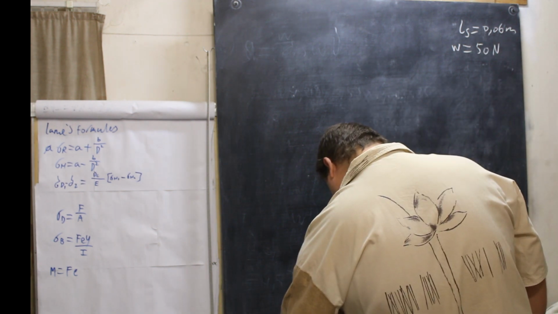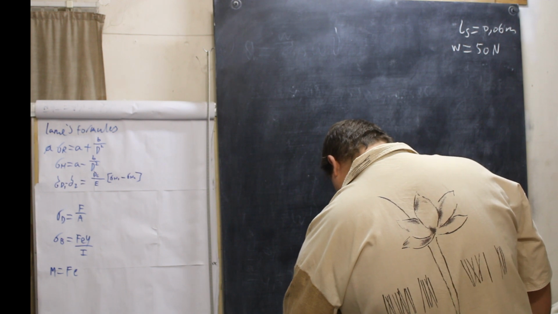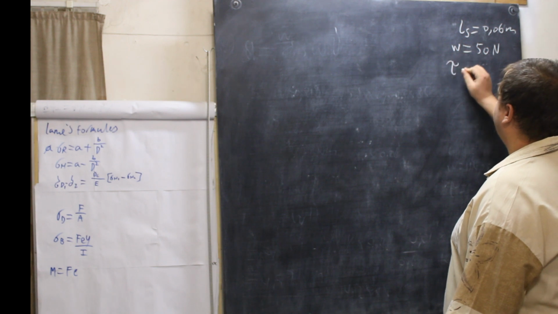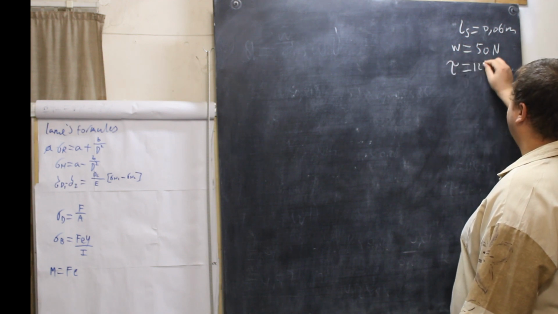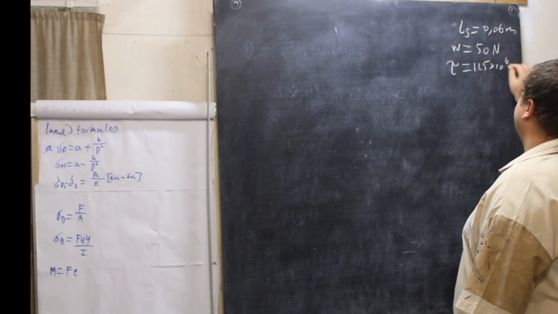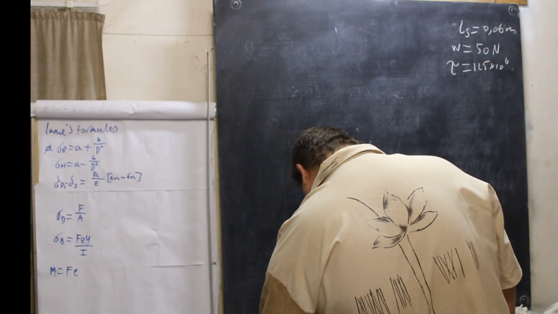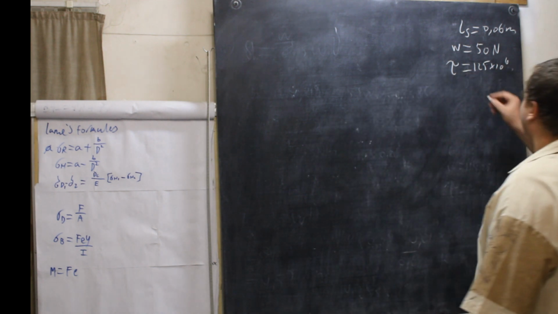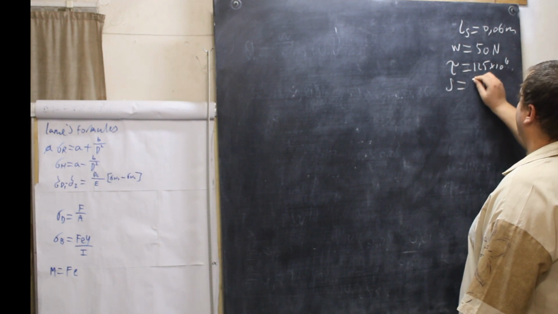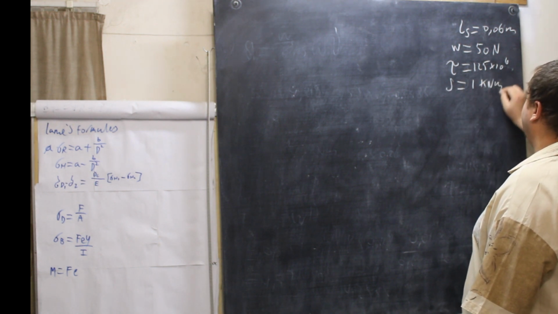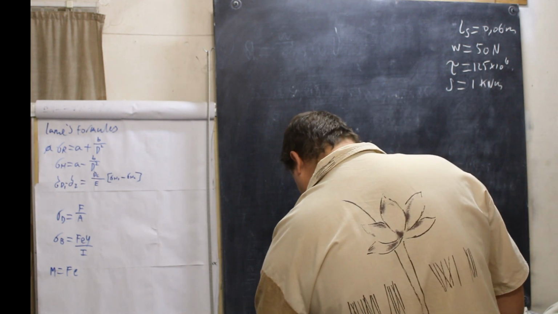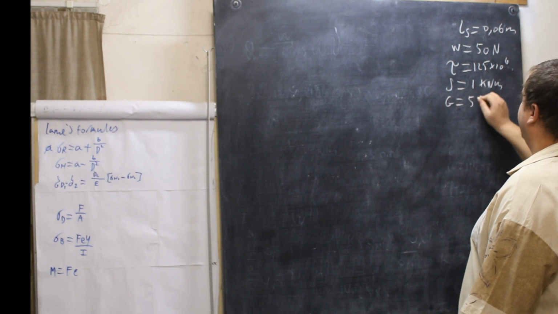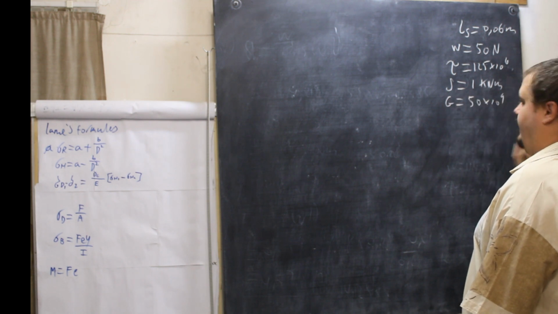The shear stress in the coil at this compression is 125 megapascals. So shear stress is 125 times 10 to the 6. And the stiffness of the coil is 1 kilonewton per meter. So stiffness is 1 kilonewton per meter. And finally, G is equal to 50 gigapascals, and G equals 50 times 10 to the 9.